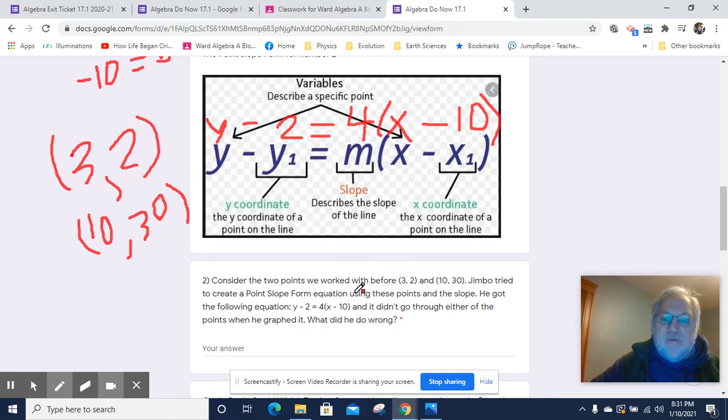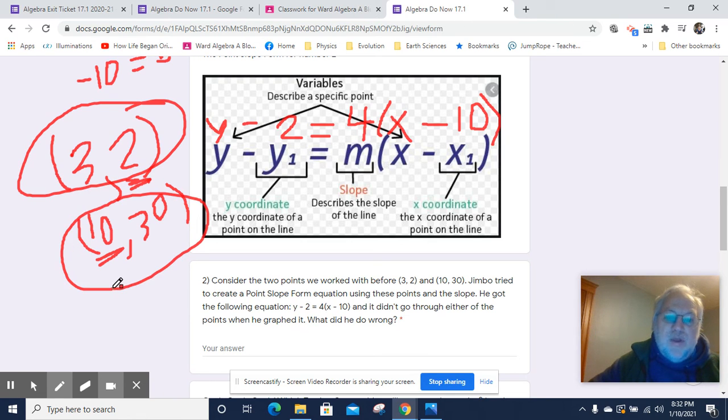It doesn't go through 3, 2, or 10, 30. It doesn't do it. So what did he do wrong? Well, if you notice that he grabbed the y value from this point and the x value from this point, well, that is the problem. He needed to pick one point and stick with it. He either needed to pick that point or he needed to pick this point.